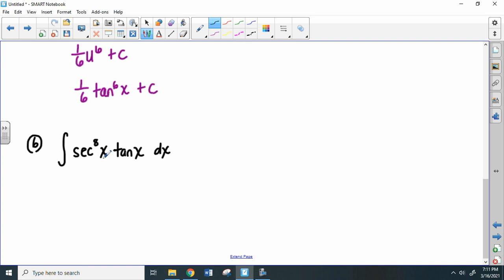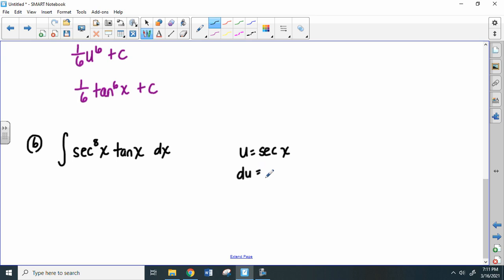We need to think to ourselves, is one the derivative of the other? But tangent and secant can kind of go both ways, so which one do I pick? You can either guess and check, or, because you've got this bigger power, secant to the 8th of x, it's more than likely that whatever is raised to that bigger power is your u. So secant of x is probably your u.